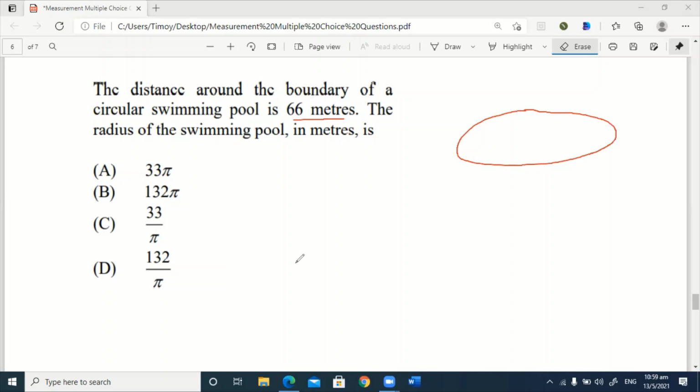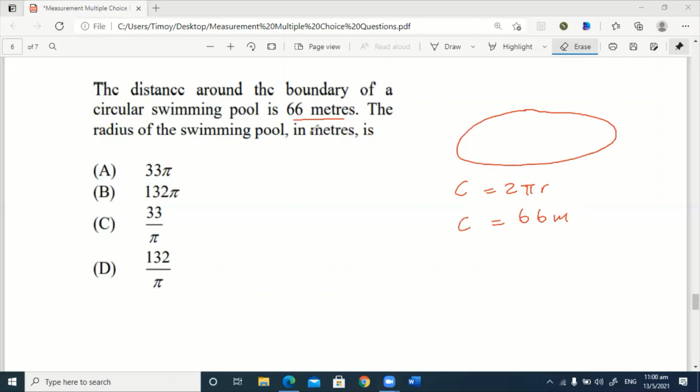So in other words, how do we find the circumference of a circle? We know that the circumference of a circle is going to equal 2 pi r, right? That's what we know. Now, we know that the circumference was given, right? So in this problem, the circumference is equal to what? 66 meters. That's what we know.